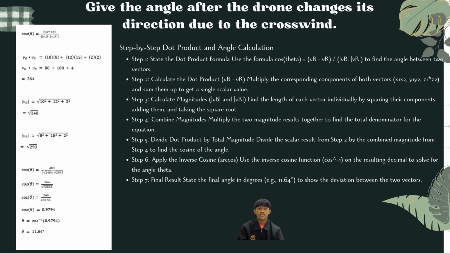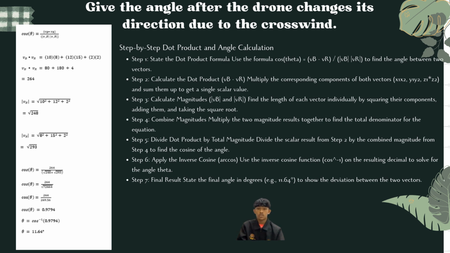The first vectors represent the original velocity of the drone, while the second vectors represent the new resultant velocity after the wind effect. First, we can calculate the dot product of the two vectors. Then we can calculate the magnitude of each vector.